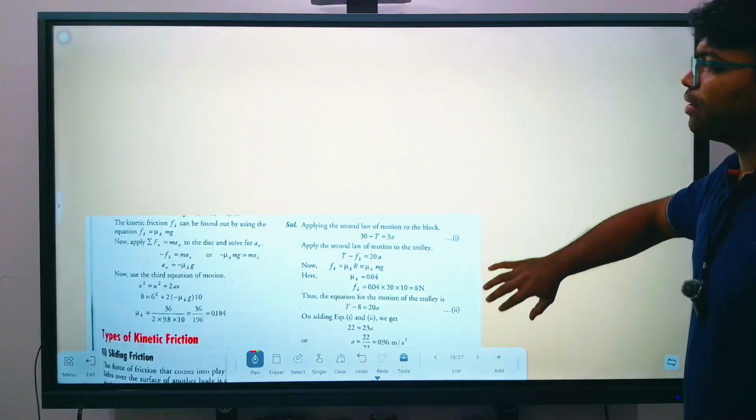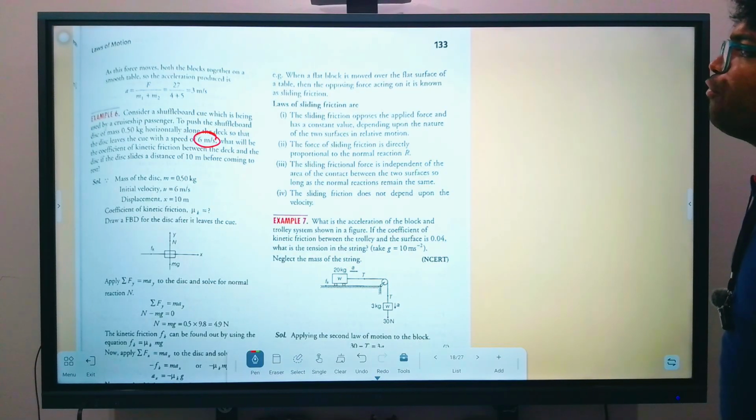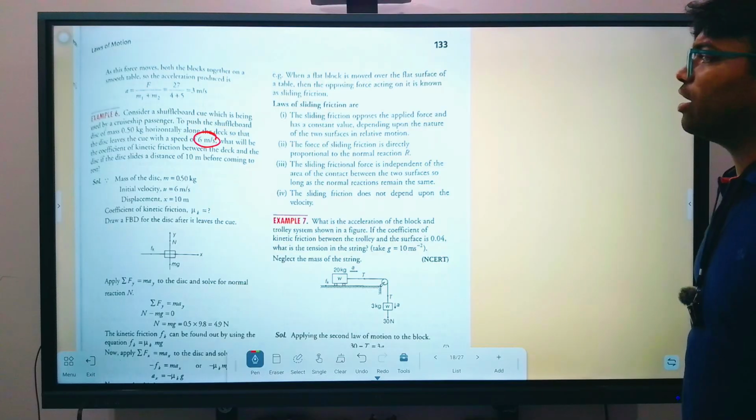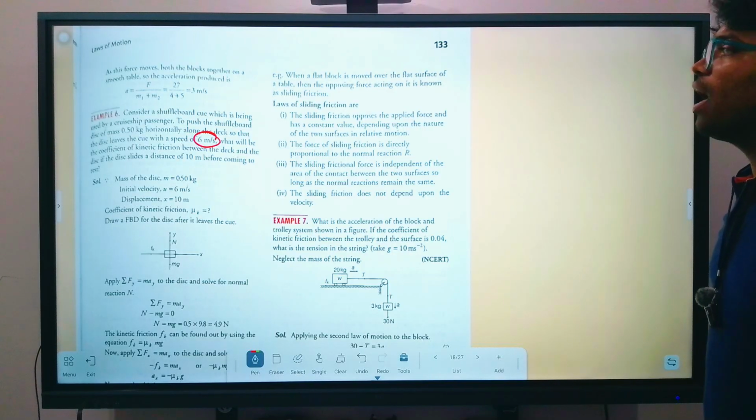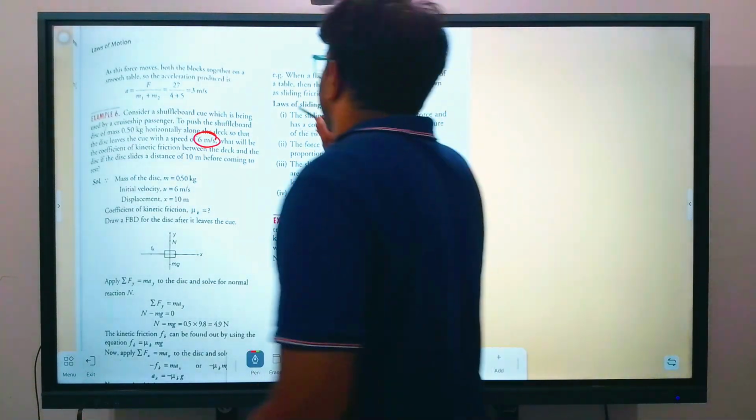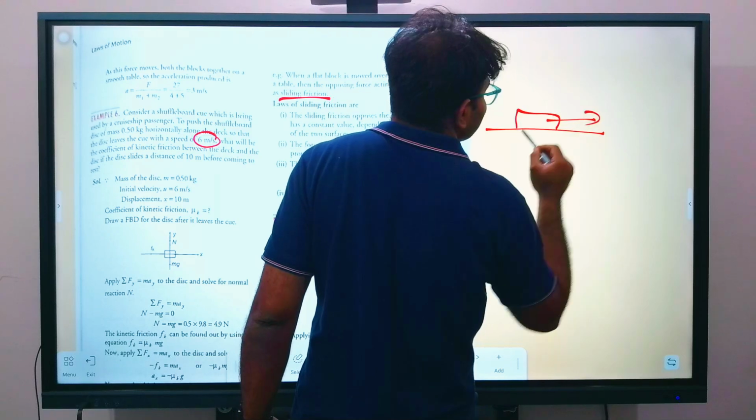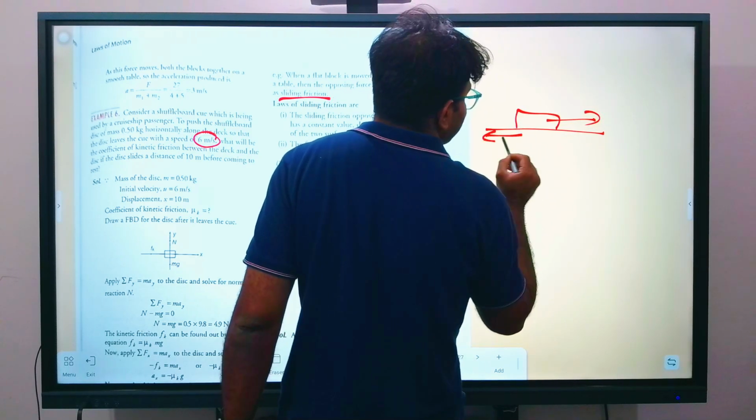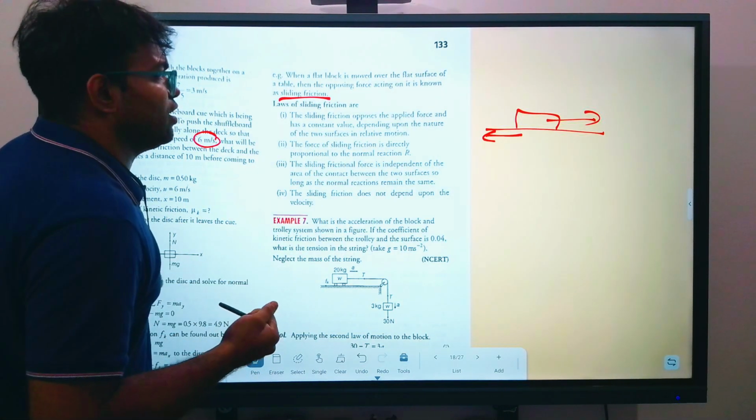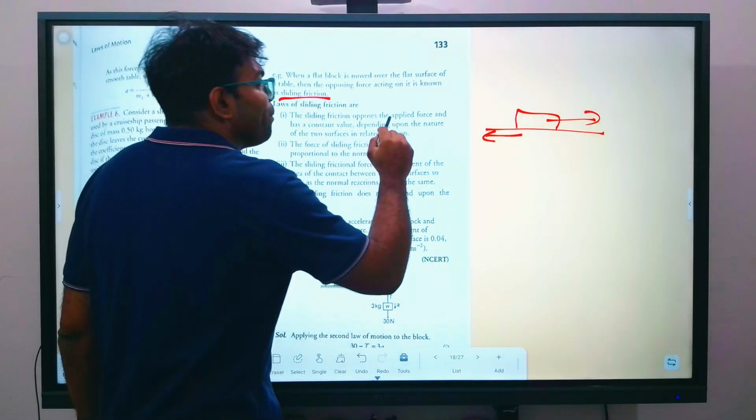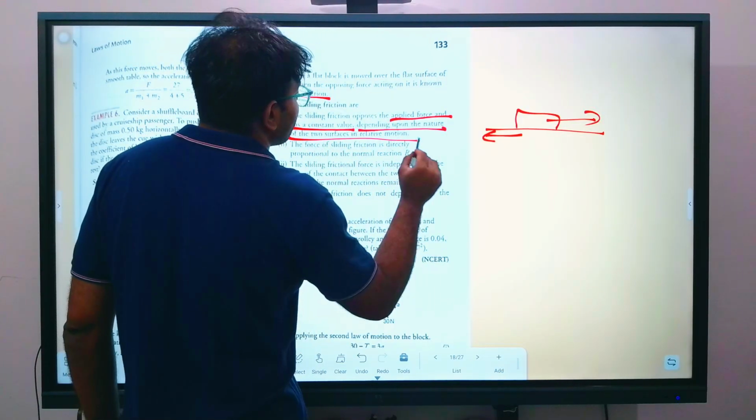For example, when a flat block is moved over the flat surface of a table, then the opposing force acting on it is known as sliding friction. Basically, if you have a block moving in this direction, the friction occurring in the opposite direction is called the sliding friction. Laws of sliding friction. Sliding friction opposes the applied force and has a constant value depending upon the nature of the two surfaces.